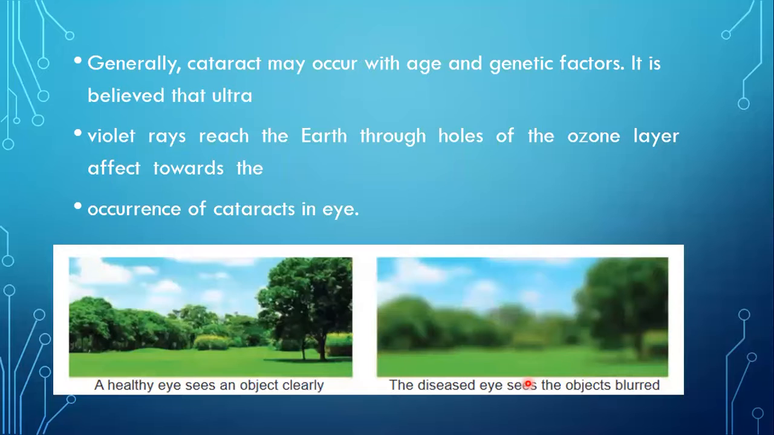Generally, cataract may occur with age and genetic factors. It is believed that ultraviolet rays reaching the earth through holes of the ozone layer contribute to the occurrence of cataracts in the eye. You can see a healthy eye sees an object clearly. A diseased eye sees objects blurred.